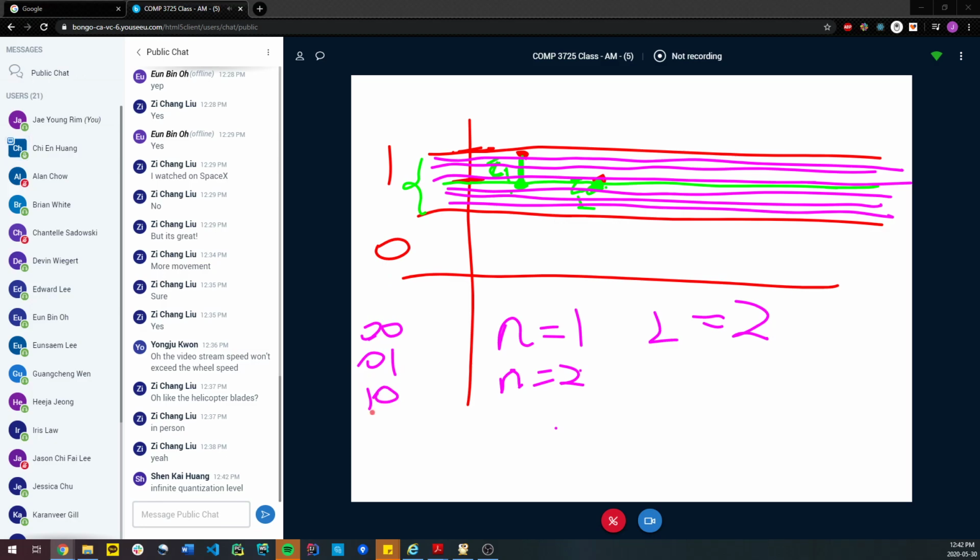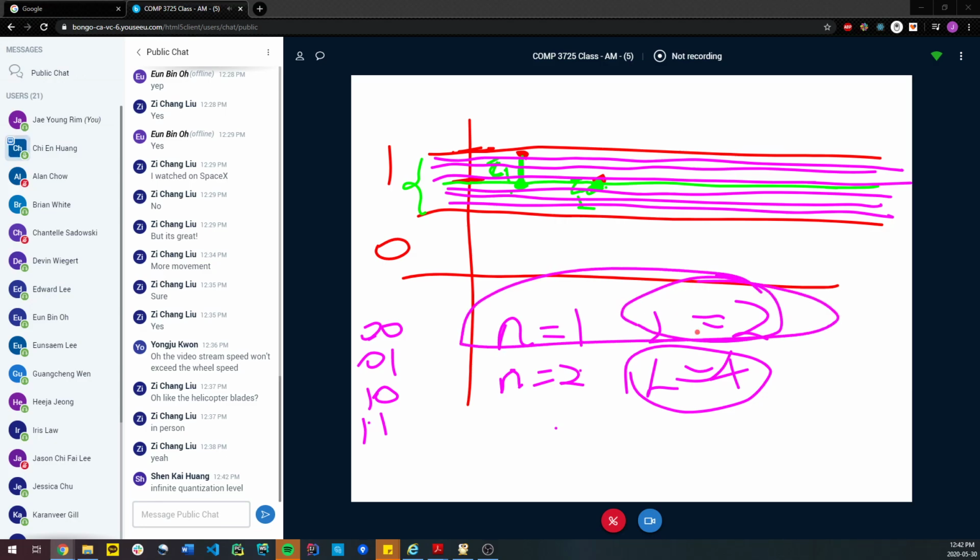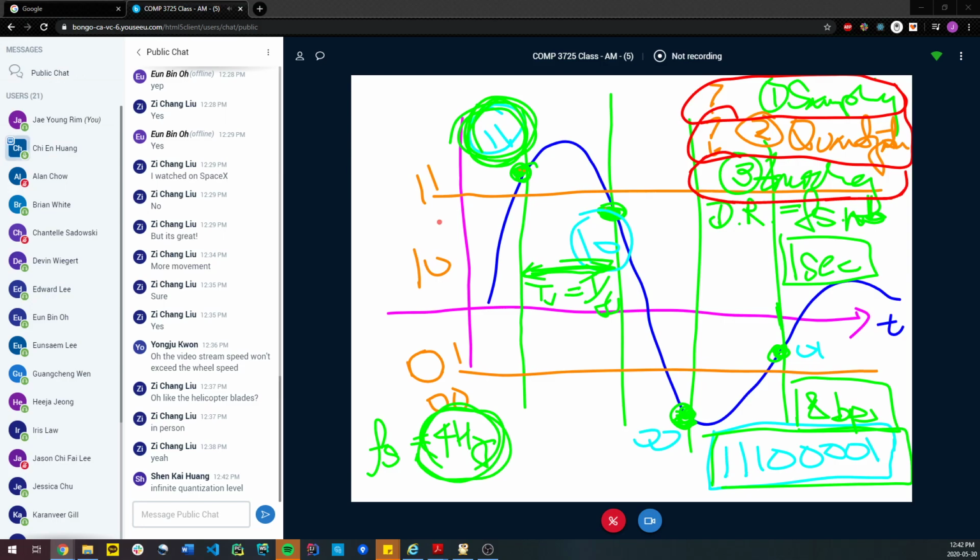0, 1, 1, 0, 1, 1. I'm going to get L equals 4. Does everybody see that? Corresponding to the number of bits you're using for quantization. Remember this guy here? The more bits that I use, the higher the resulting bit rate.